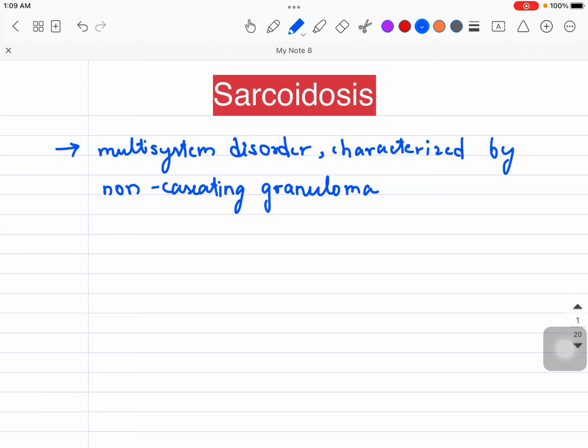Here we'll be talking about the types further, and it has two types, which are acute and chronic, right? We'll discuss the acute sarcoidosis and the chronic sarcoidosis as well, what the differences are and all.